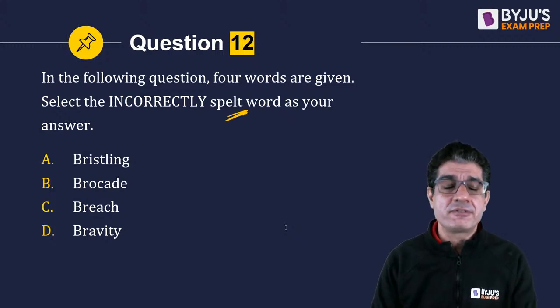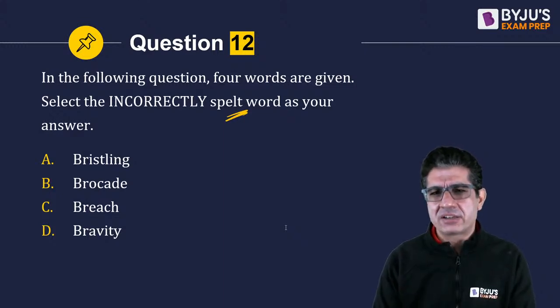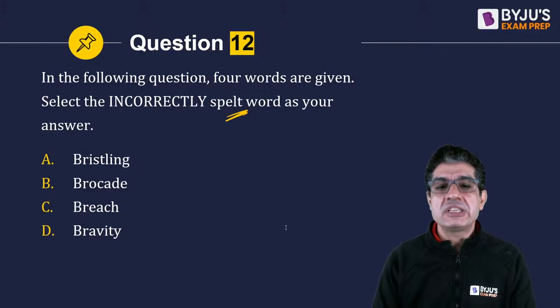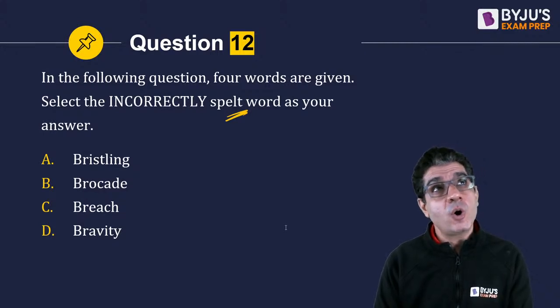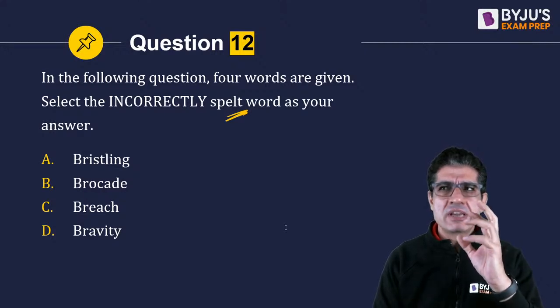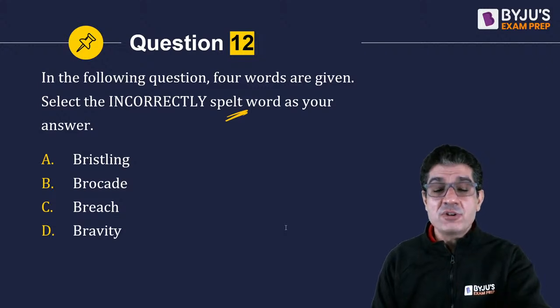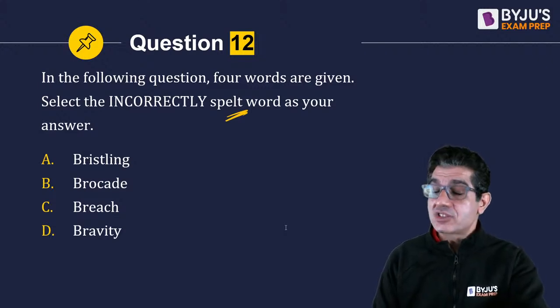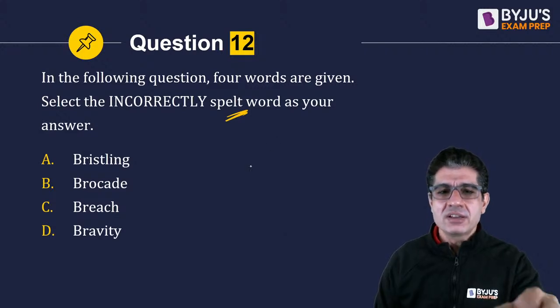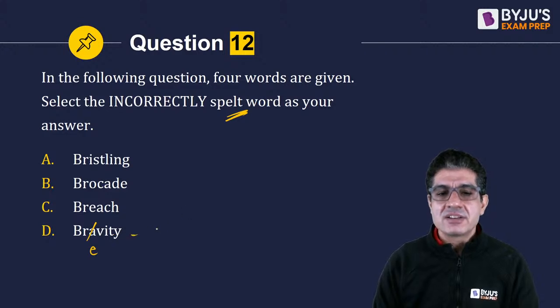Bristling is also right. If you are bristling with anger, it means that you are full of anger, very upset. Then breach means an act of breaking a law or a contract. Breach can also mean to make a gap in some sort of fortification. That's also correct. And then you have D, which is incorrect. It should be brevity with an E, which basically means conciseness, the quality of being concise.